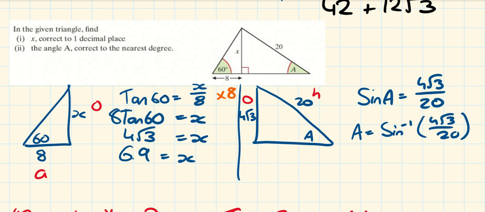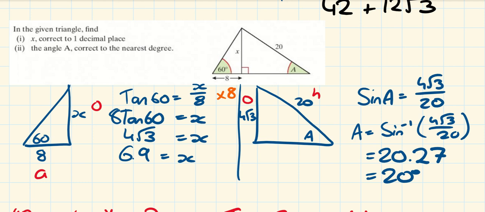Okay, so we get sine minus 1, 4 root 3 over 20. And that will give us 20.27 right there. So you can see you're using a mix of things here. So the angle to the nearest degree, so that's just 20 degrees. You can see that you're using x on the top multiplying by 8, and you're using the sine minus 1. So again, questions are often a mix of these things.